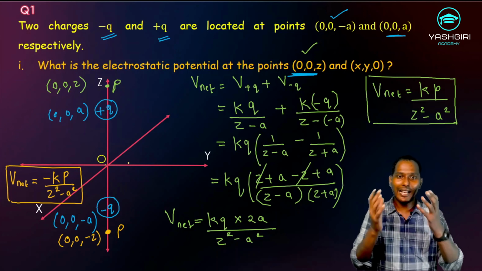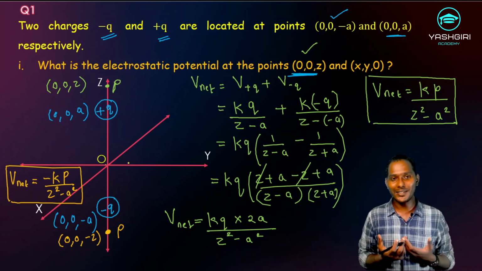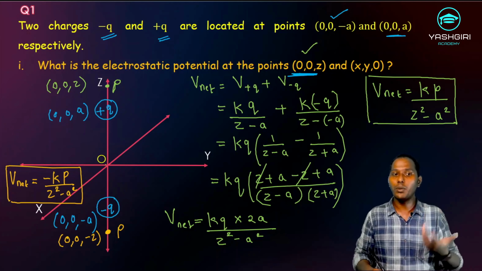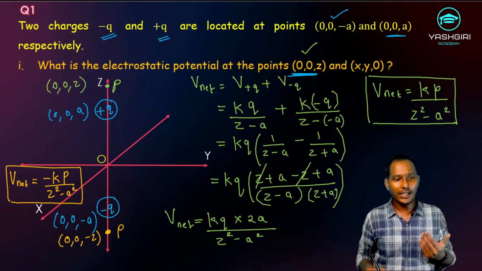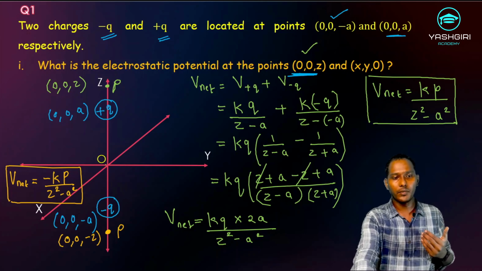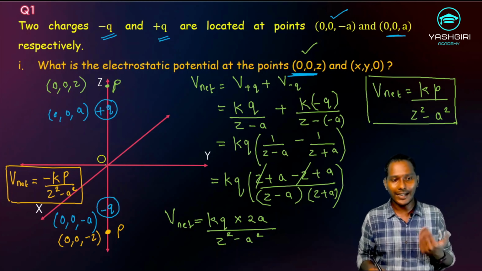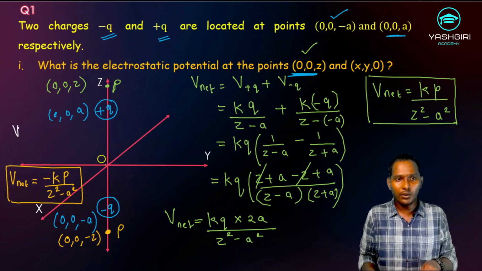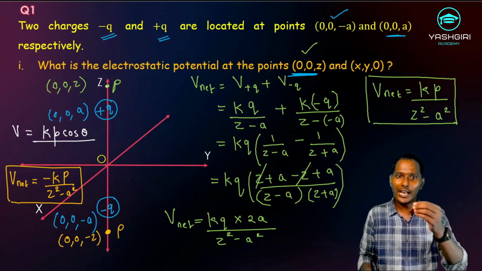Now, students, we have done this mathematically using these steps. Even so, you could have used the direct formula that we had obtained, a general formula, which is a very easy formula that you can straight away apply. If you see, students, the electric potential, we know, will be kp cos theta divided by, and here in this case we have Z.